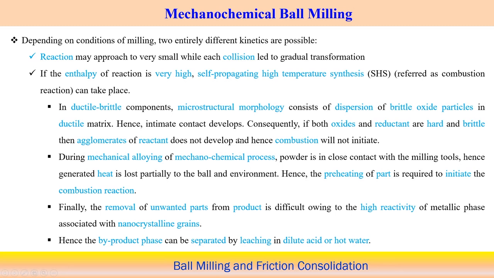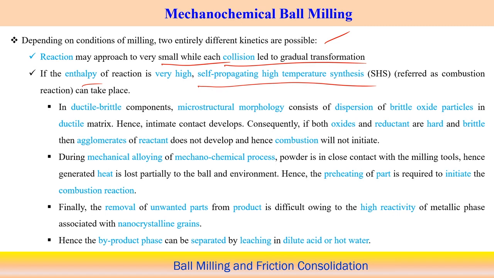So here, the role of mechanical alloying in the mechanochemical process follows the same role we have discussed earlier: cold welding, deformation and fracture of the powder, bringing new surfaces. Now, depending on the milling conditions, two extremely different kinetics are possible in this process. One is that the reaction may proceed gradually, with each collision leading to a gradual transformation. The other is that if the enthalpy of the reaction is very high, then self-propagating high temperature synthesis usually takes place.